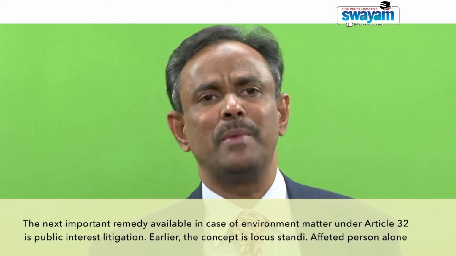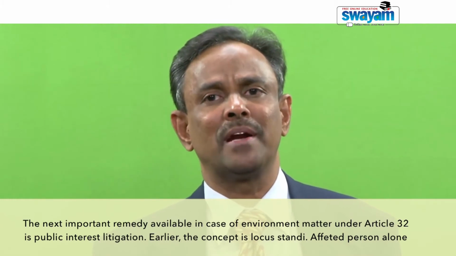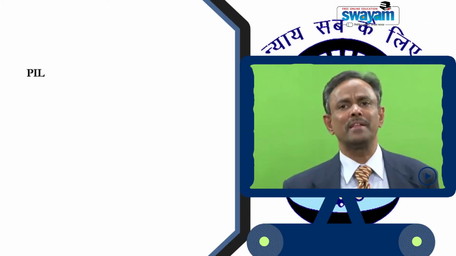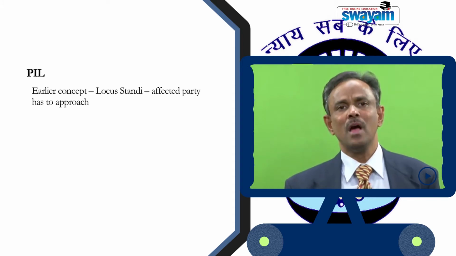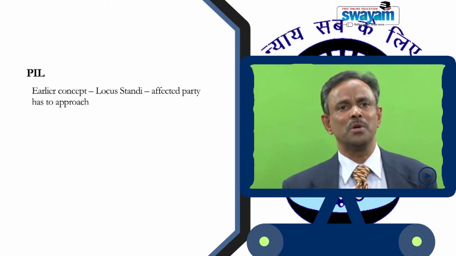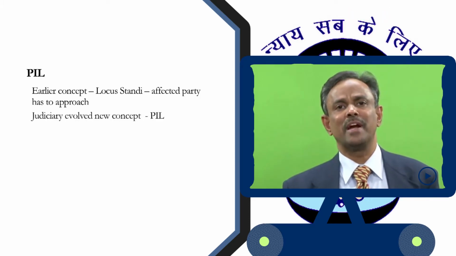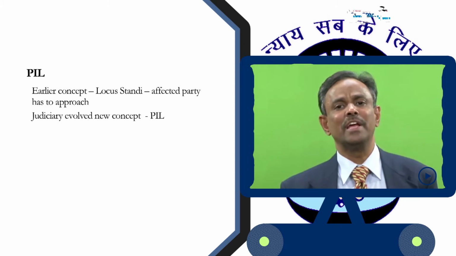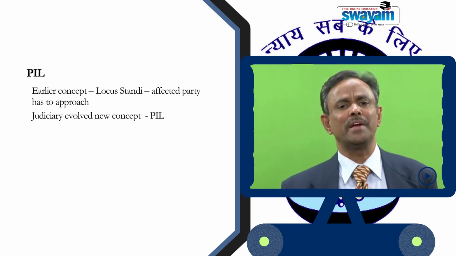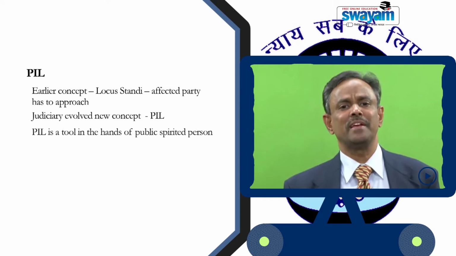The next important remedy available in case of environmental matters under Article 32 is public interest litigation. Earlier, the concept was locus standi: the affected person alone could approach the court to avail any remedy. The judiciary interpreted this concept and evolved a new concept known as public interest litigation. Public interest litigation is a tool in the hands of public spirited persons.